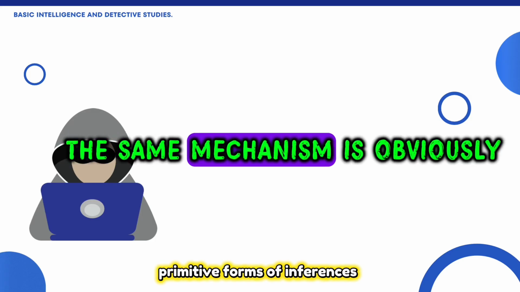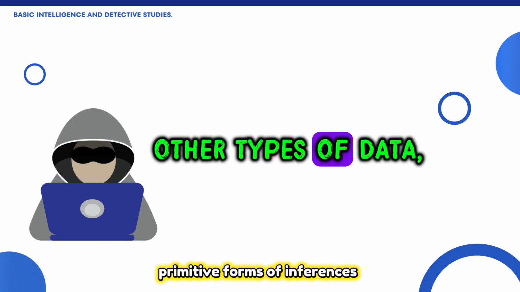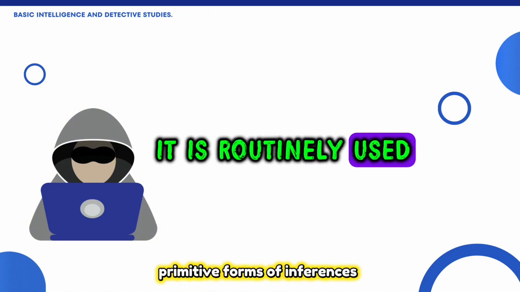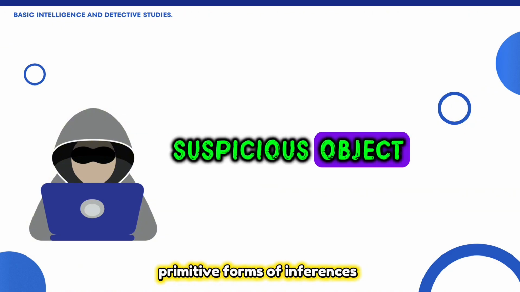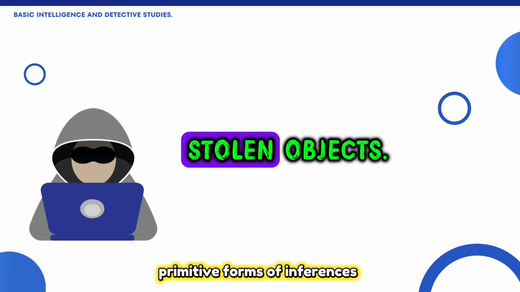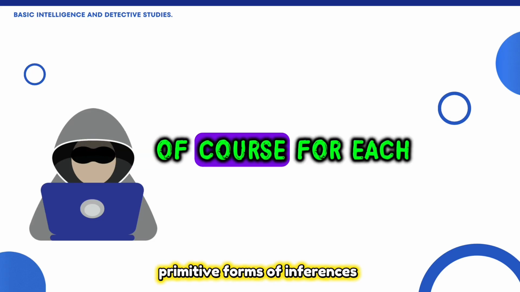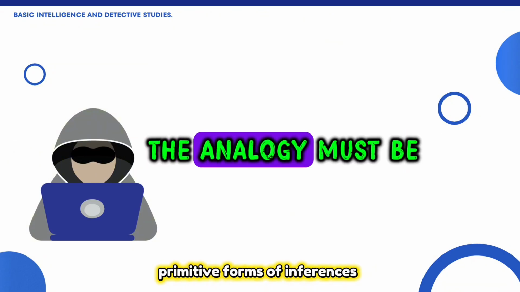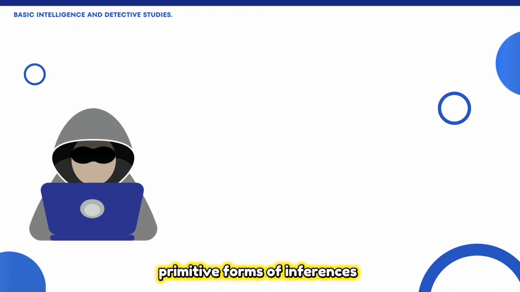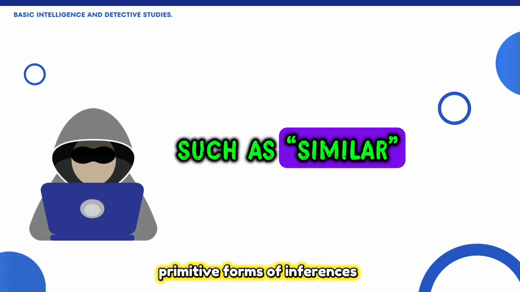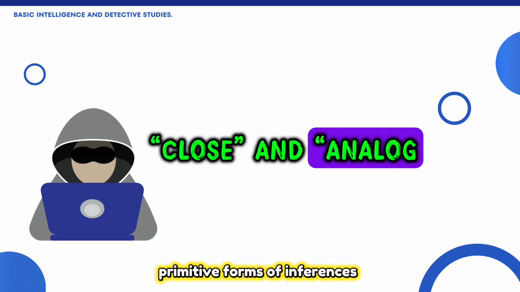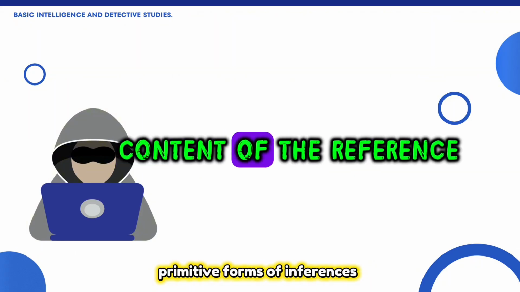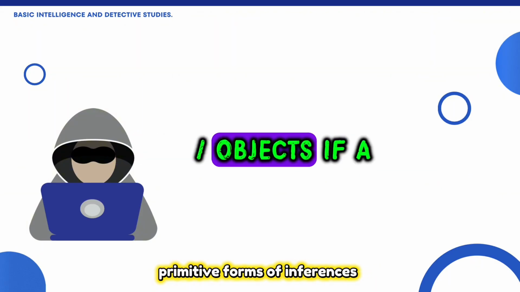The same mechanism is obviously adaptable to use with other types of data, like fingerprints or DNA. It is routinely used when characteristics of a suspicious object are compared with a collection of descriptions of stolen objects. Of course, for each type of data, the processing constraints can be very different. The analogy must be specifically treated. How to implement concepts such as similar, close, and analog? The global efficiency can vary, as well as the content of the reference collection of persons/objects.